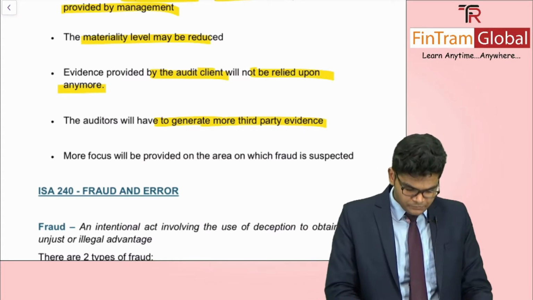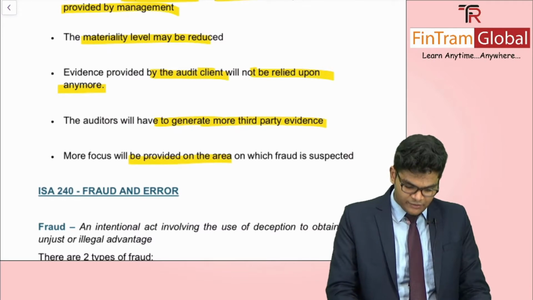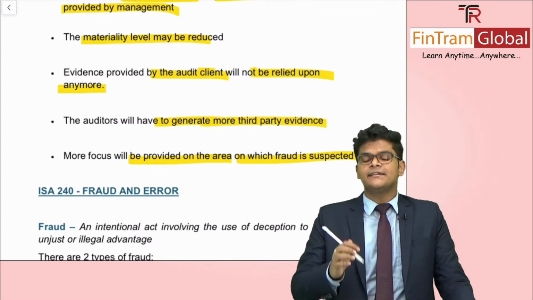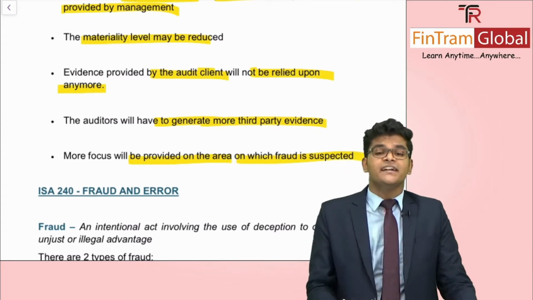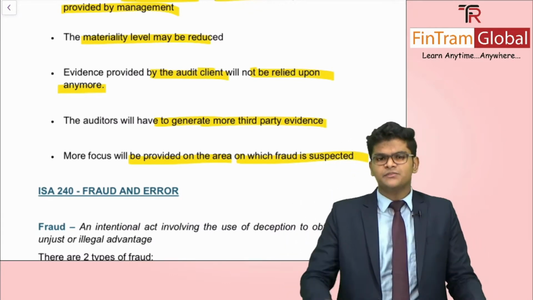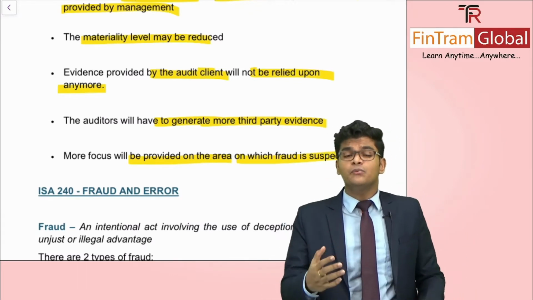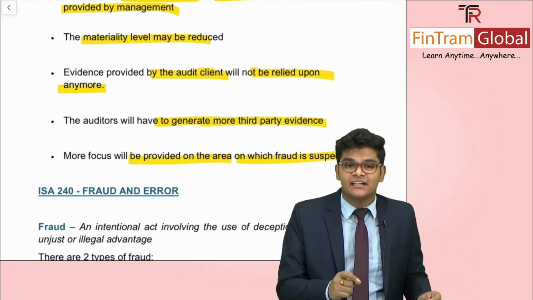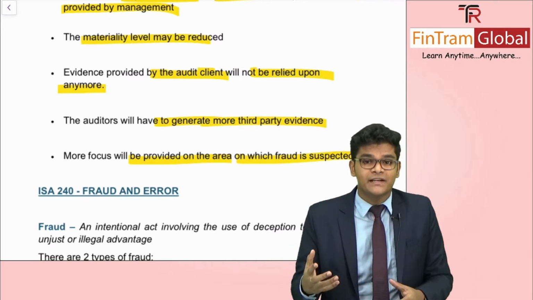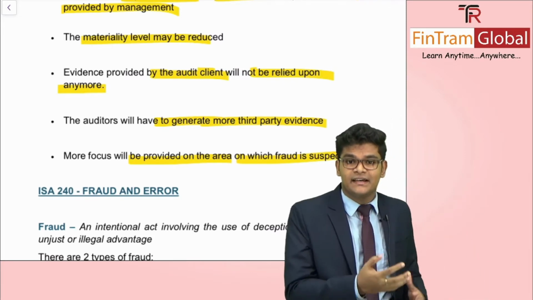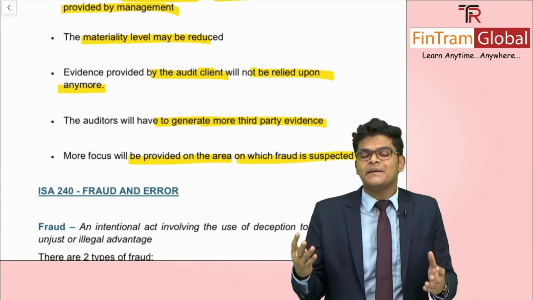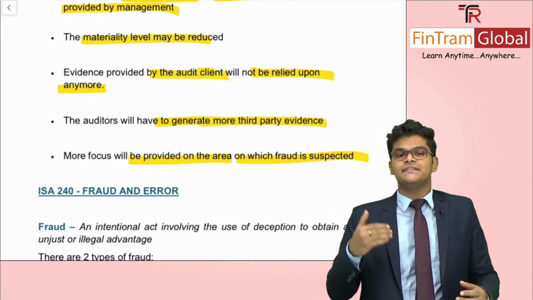And after that, more focus will be provided on the area on which fraud is suspected, isn't it? So that's basically another, I would say, advantage of maintaining professional skepticism, isn't it? What exactly is the situation here? Because when you maintain professional skepticism, you would be able to identify the risky areas within the audit. Now, if you are able to identify those risky areas, then you can devote more time to the risky areas and conduct more procedures on them. And of course, reduce the time allocated to the immaterial or irrelevant areas, isn't it? So that's basically the idea here.